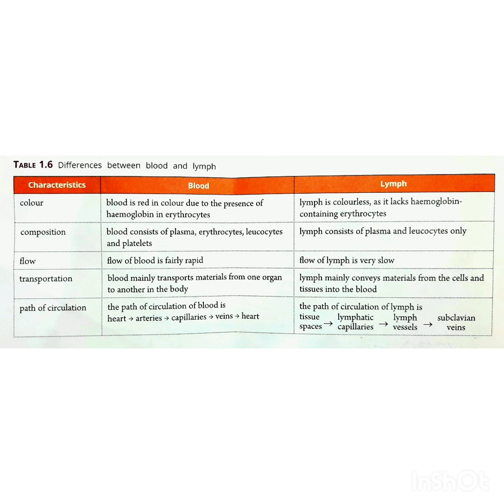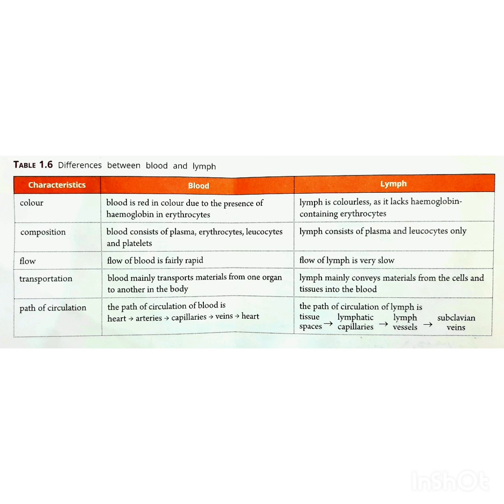The flow of blood is fairly rapid, whereas the flow of lymph is quite slow. Blood mainly transports material from one organ to another in the body, whereas lymph mainly conveys material from the cells and tissues into the blood.